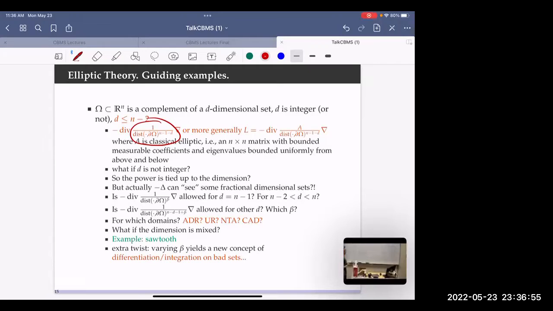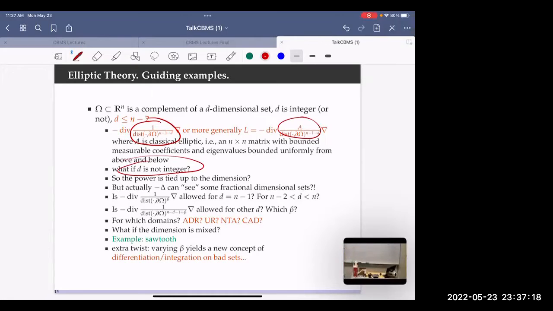So again, keep in mind, A is a matrix here. I might not be writing in the best possible way, but this is a shorter, more compact version. One over distance is a scalar and A is a matrix, so everything is multiplied by it. And A is an elliptic matrix. I repeat, d might not be an integer, in which case things become fuzzy.